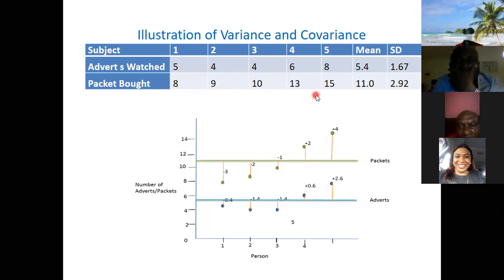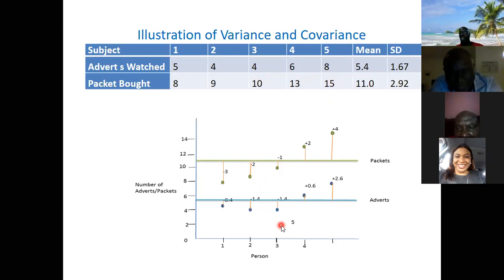The number of adverts watched is a variable. The number of packets of the product bought is a variable. These two variables co-vary, they vary together. You can see it in the graph like this. The first person watched 5 and bought 8. The second person watched 4 and bought 9. The third person watched 4 and bought 10. The fourth person watched 6 and bought 13. And the last person watched 8 and bought 15 packets.